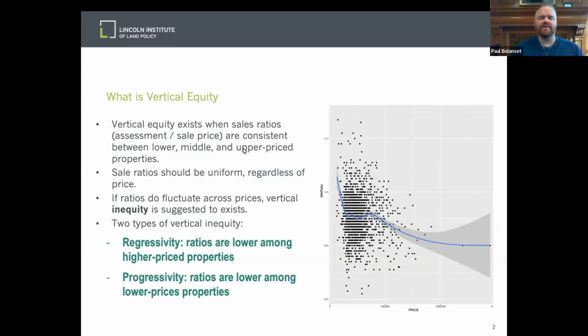And there are two primary types of vertical inequity in property tax assessment. The first is regressivity. This is where ratios are lower among higher priced properties. And the other is progressivity. This is where ratios are lower among lower priced properties.